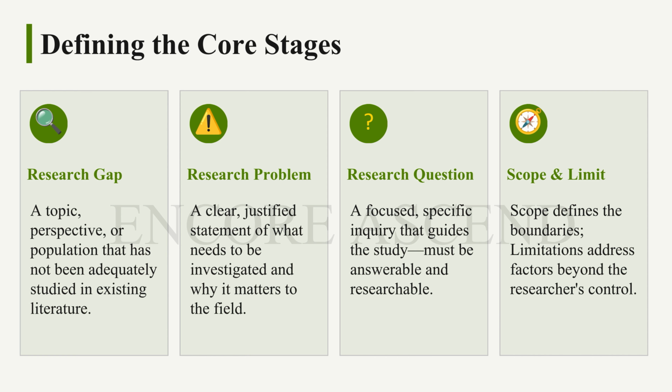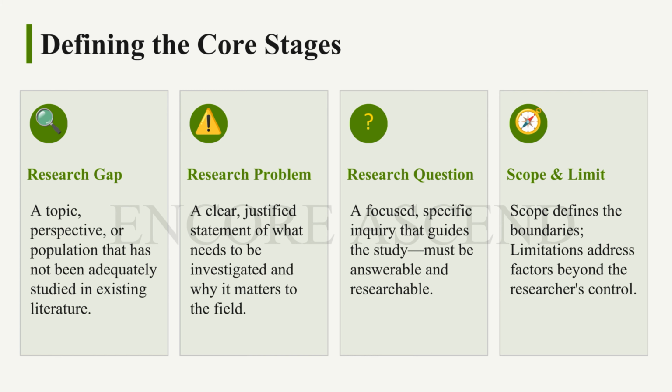A simple way to remember the sequence is: first research gap, then research problem, then research questions, and finally scope and limitations. A gap identifies what is missing. A problem explains why it matters. A question asks what needs to be investigated. Scope and limitations define the boundaries of the study.